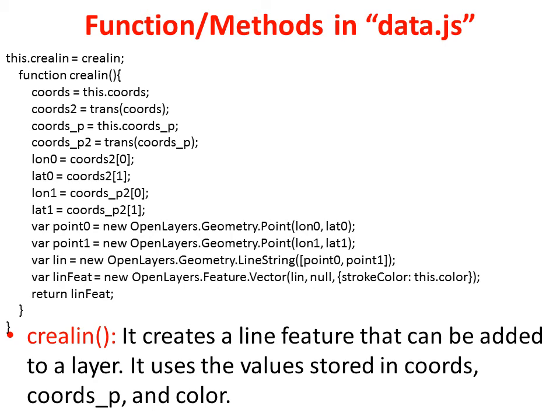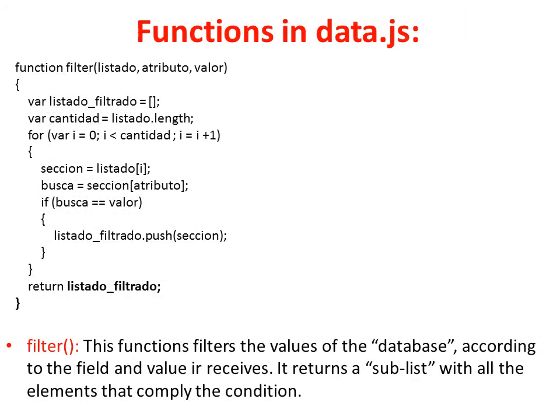This function was created with the purpose of showing places where the objects will be located very close to each other, and there was need for space to highlight the location. The function filter has the objective of filtering the values of the database according to the field and value it receives, and returns a sublist with all the elements that comply.